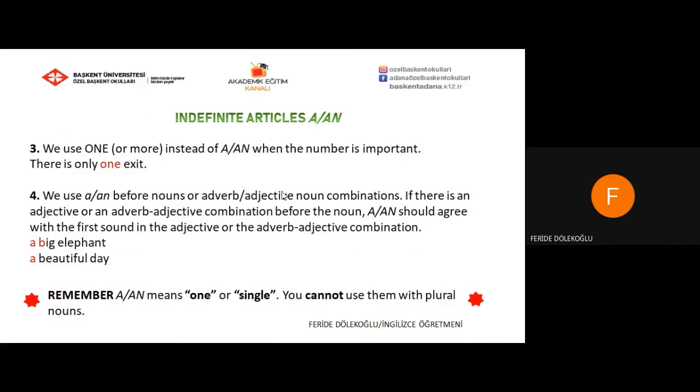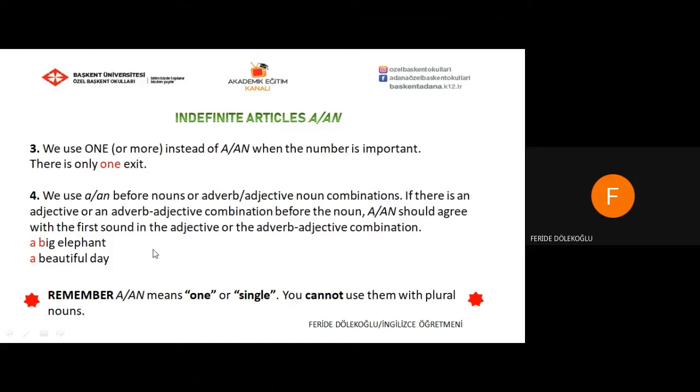We use one or more instead of indefinite articles when the number is important. There is only one exit. Here, the number is important. So, we don't use an indefinite article, we use a number. We use indefinite articles before nouns or adverb, adjective, noun combinations. If there's an adjective or adverb adjective combination before the noun, a or an should agree with the first sound.